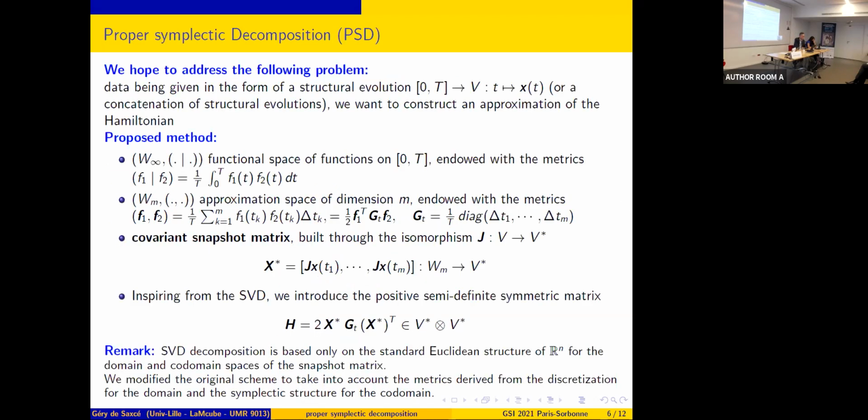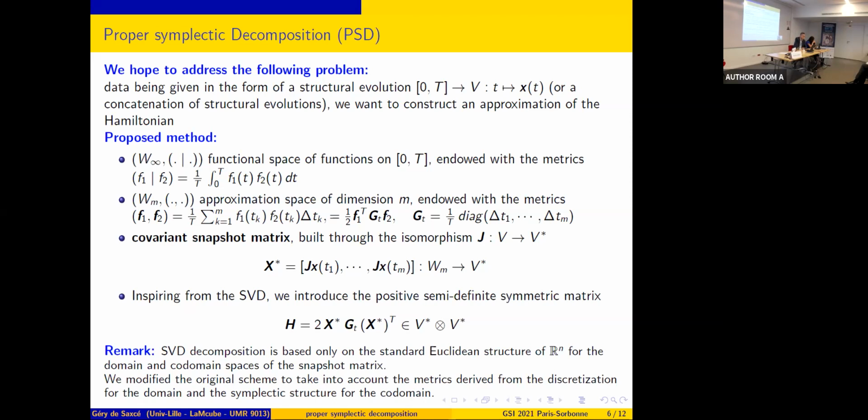We hope to address the following problem. We aim to arrive at proper symplectic decompositions, with data given in the form of a structural evolution, X of t, or a concatenation of structural evolutions. We want to construct an approximation of the Hamiltonian. It is typically an inverse problem. And the proposed method itemizes in the following 4 steps.